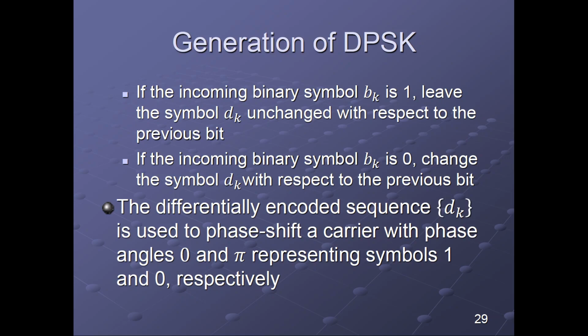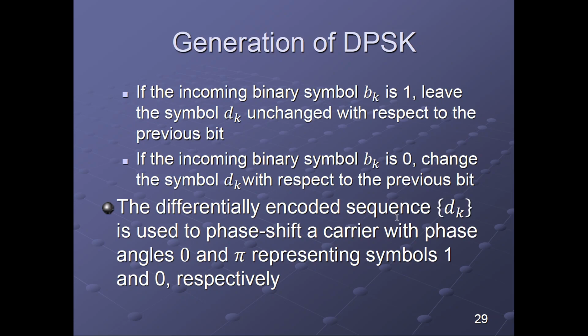If it is 1, don't change the current bit with the previous one. If 0 comes, then change the current bit with respect to the previous one. The differentially encoded sequence DK is the result. Do you know why we call it differential? Because you always look at the previous one and see if there is a change; if 0 comes, you change with respect to the previous one. So there is a kind of differential relationship between them.